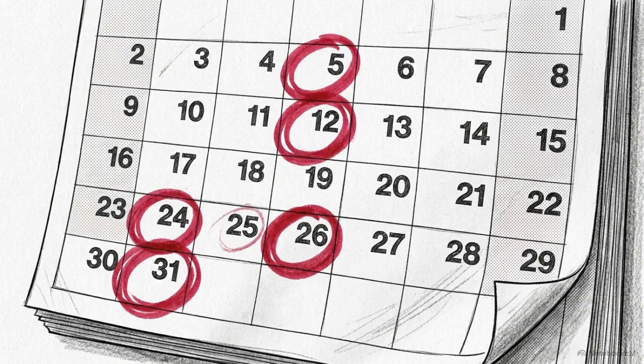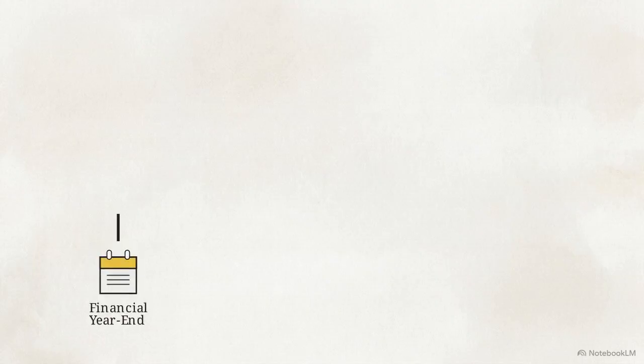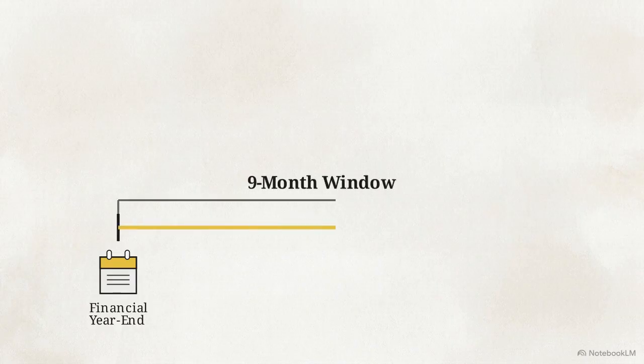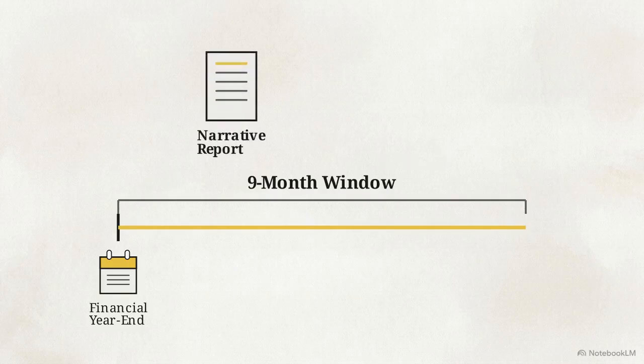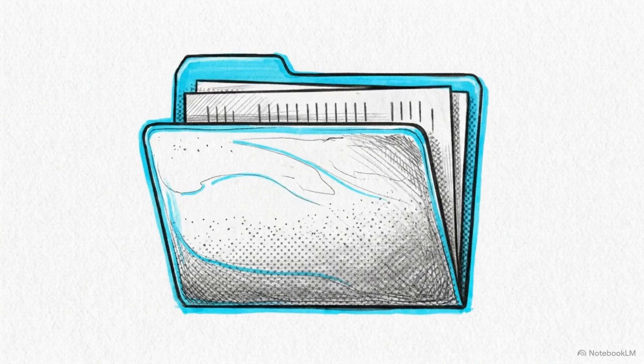To keep your status active, you must fulfill your reporting duties. Failing to report back to the DSD Directorate leads to deregistration. This 9-month window represents your submission deadline. Within 9 months of your financial year-end, you must submit your narrative report and financial statements to the Department of Social Development. These administrative documents form the foundation of your final output, the donor pitch kit.